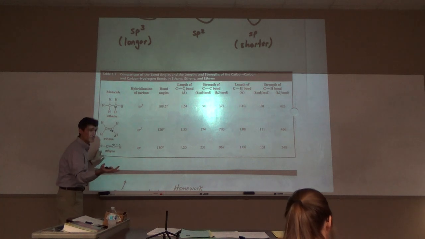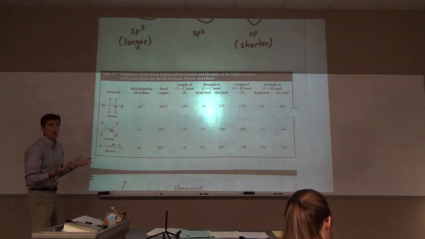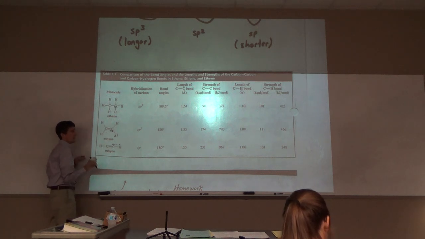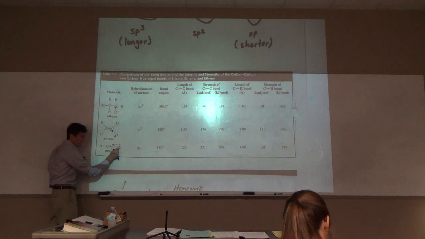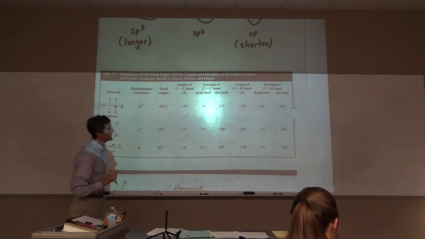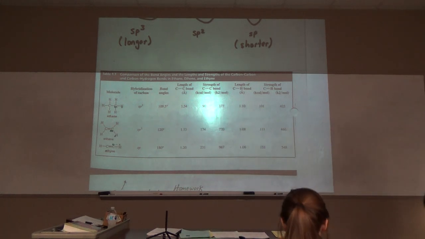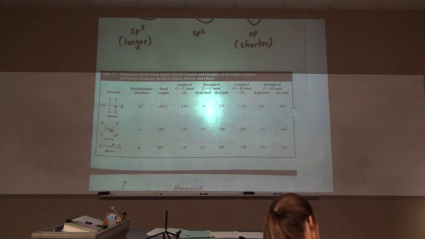Now, electronegativity, we don't need to consider that here because CH is CH. There's no difference in electronegativity between here and here. Now, there may be a difference between here and here. Can you understand the trends here using your idea of percent S character and understanding what that then tells you? Questions about this table?